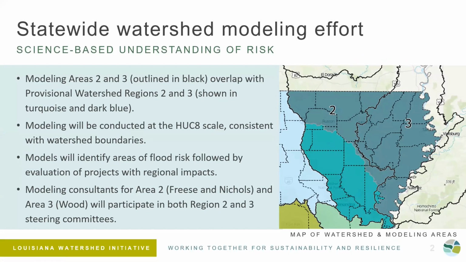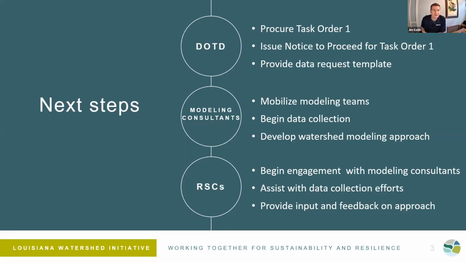So once we get going on the modeling, we'll be identifying flood risks, and then we'll follow that up by starting to work on projects for reducing flood risk, which I know is what everybody's anxious to get to. So next steps as we see it: DOTD is working on procuring the first task order, and so that'll be some of their next steps. They're going to provide a data request template so that we can make it easy and clear once we start asking for data from communities. We try to make it consistent.